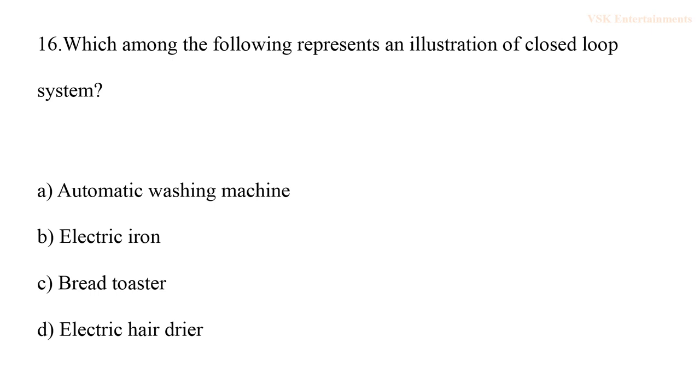Coming to next bit, which among the following is the example of closed loop control system? Options are automatic washing machine, electric iron box, bread toaster, electric hair dryer. This is direct bit which represents the examples of closed loop control systems. Examples of closed loop control systems are traffic control system, room heating system and washing machine system. In the given options we are having the washing machine. So washing machine represents the closed loop control system. So option A is the right answer for this one.